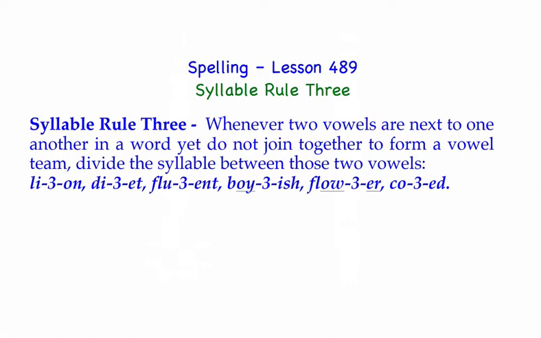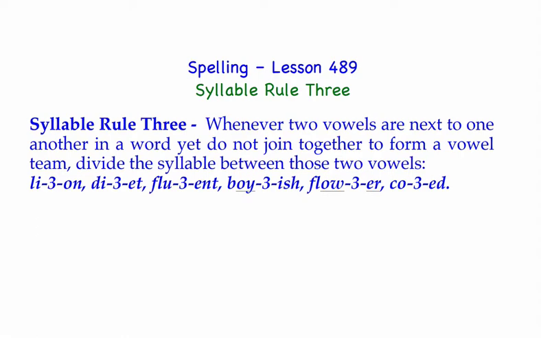The same situation occurs in the next example, flower. We have the OW team, which is a vowel team. In this instance, the OW is a vowel group 6 team because the O is not representing its long sound. It's representing the sound OW. And then immediately following OW, we have another vowel team, ER. So when that happens, we divide between the vowel teams according to syllable rule 3.